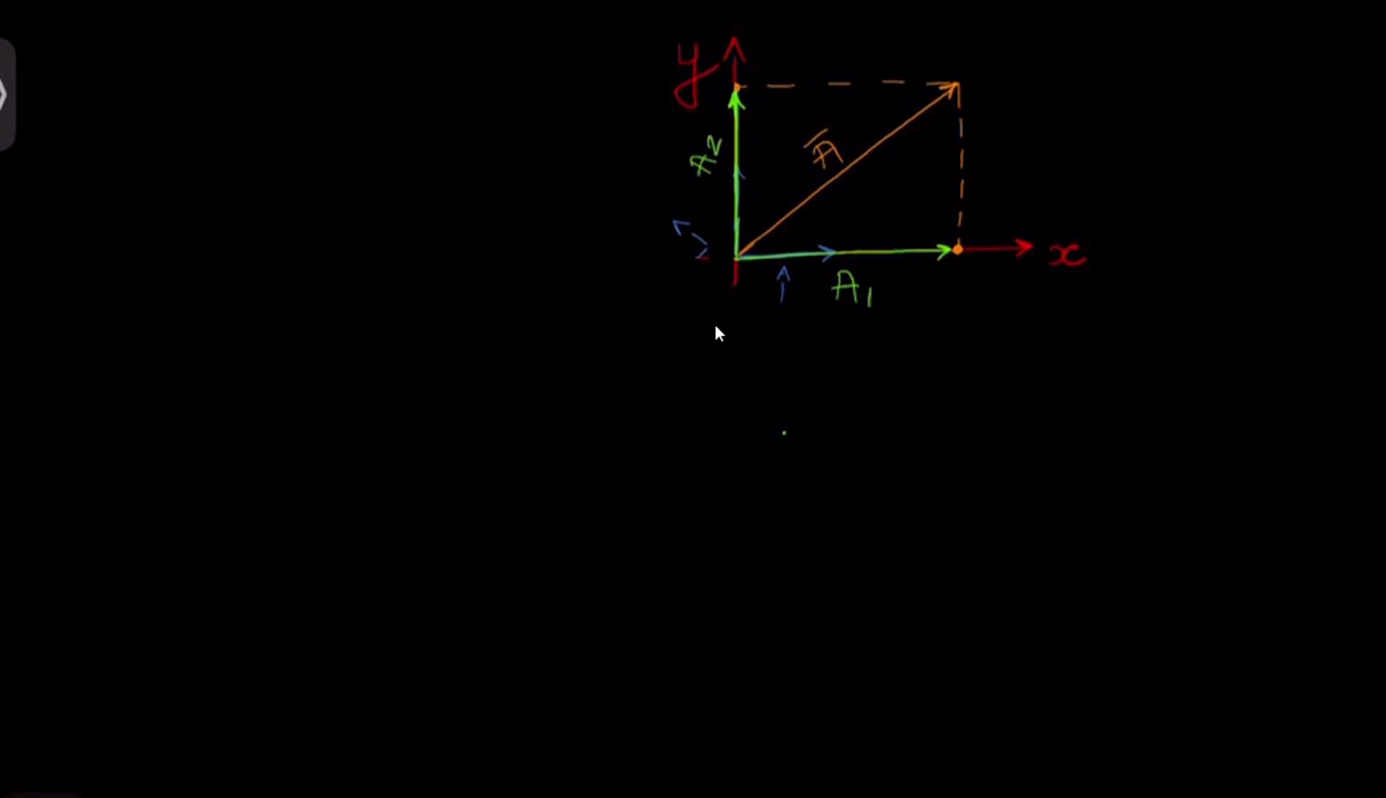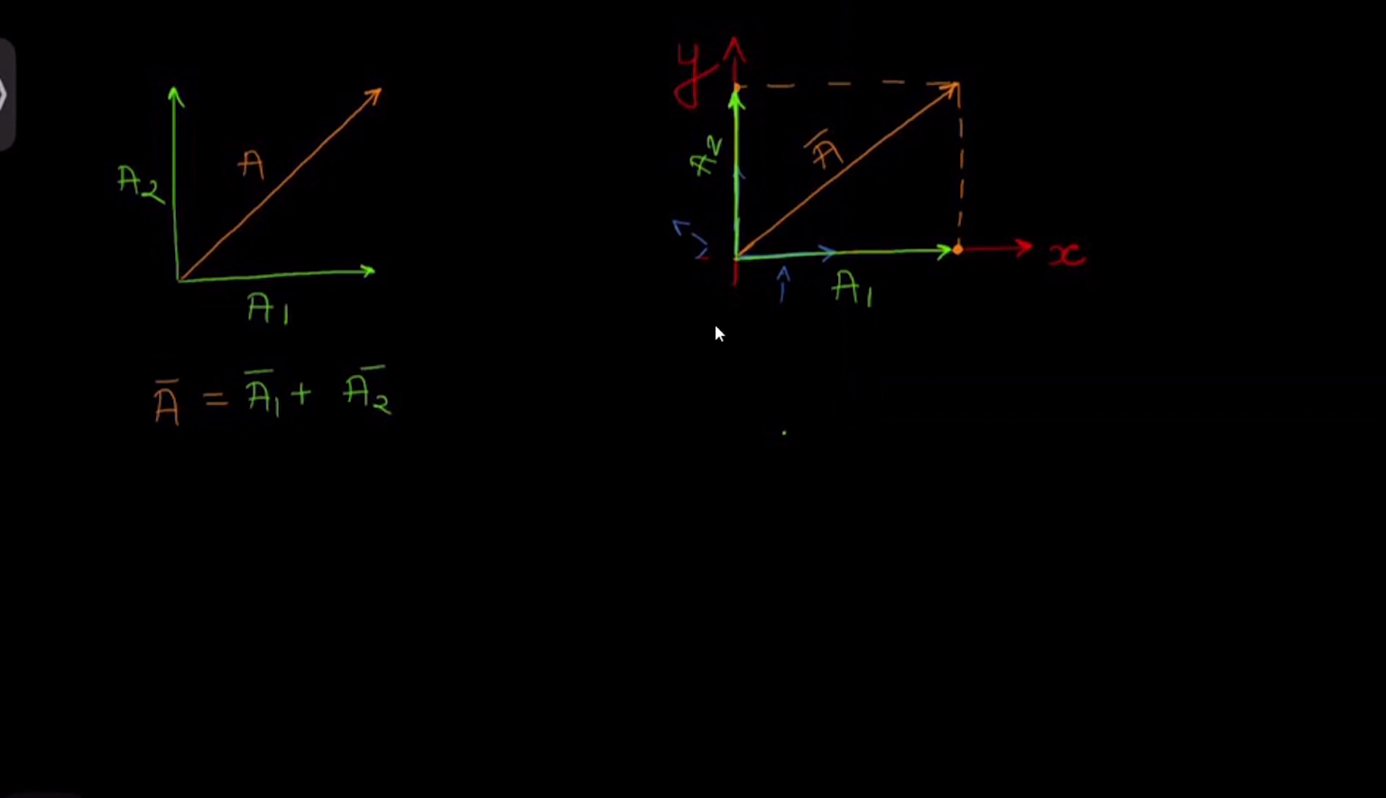Drawing it again here, this is your A1, and this is your A2. Therefore, from the parallelogram law of addition, this is your vector A, right? So what is vector A basically? Vector A is nothing but A1 vector plus A2 vector, correct?